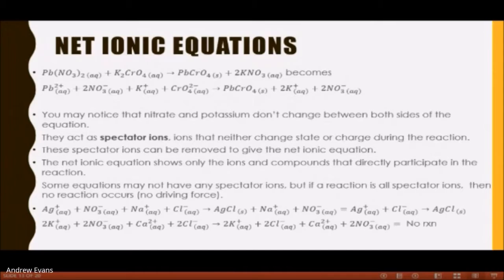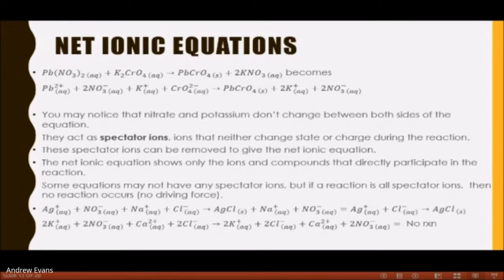These are what are called spectator ions. These are ions that don't change the state of matter, they don't change the charge, they simply float around observing the reactions. They don't actually do anything. Now, when we write a net ionic equation, we're going to remove all spectator ions. We're going to separate all the spectators out to try to clear the way to show what is the driving force of this equation. What makes this reaction go?